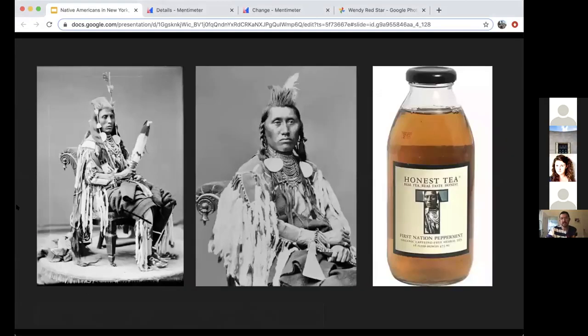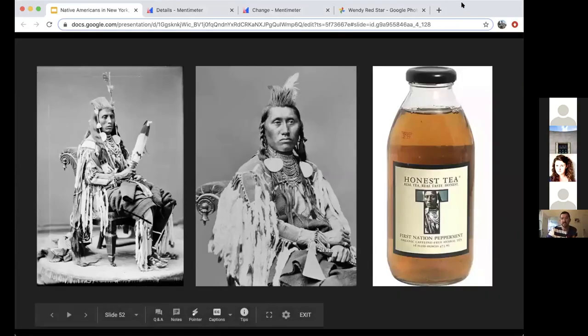Just to share a little bit more context, as I mentioned before, Wendy Red Star is a contemporary artist. She's Crow. And the genesis of this series is that she was doing research specifically on Medicine Crow and came across a bunch of images like this. You'll see on the left and in the center, two of the original black and white images she found. As she continued doing research, she also found these images in circulation in surprising places.